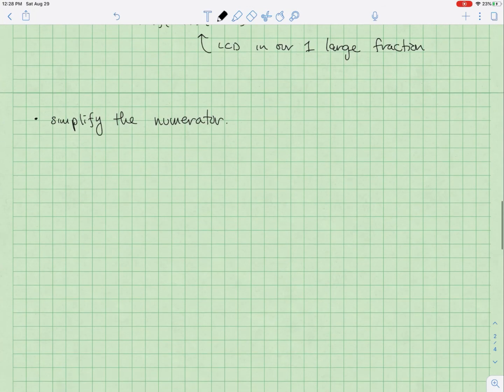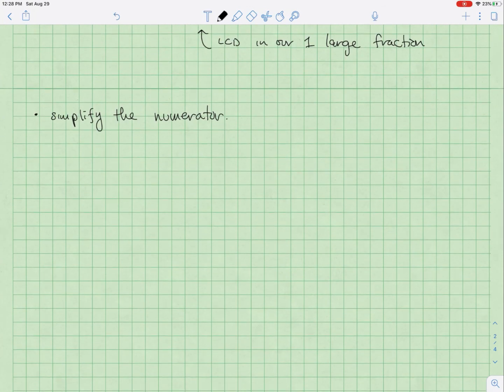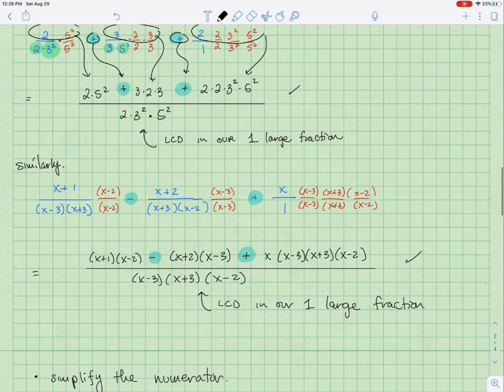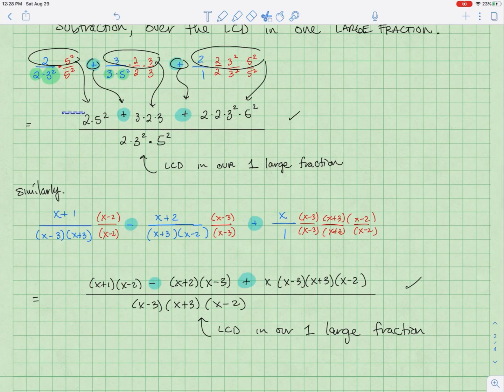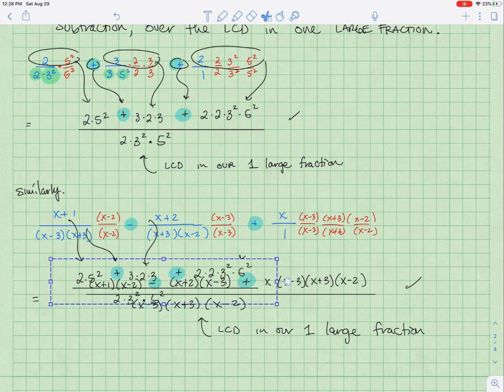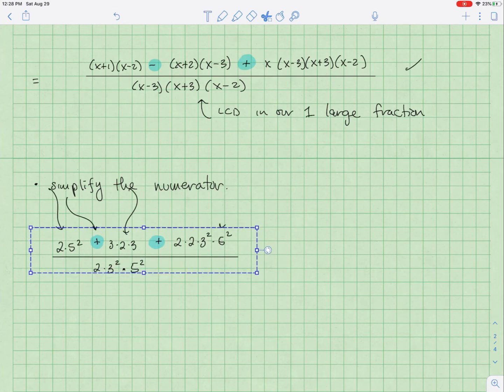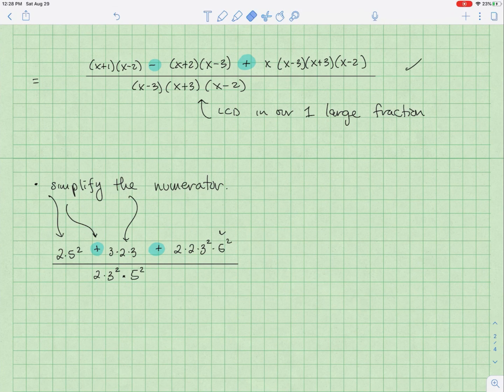Okay. The next step, simplify the numerator. What does that mean? Well, let's go back here and grab this expression. Let's grab all of it here. Duplicate. I'll bring this down. Let me simplify the little drawing here and get rid of some of this extra notation.